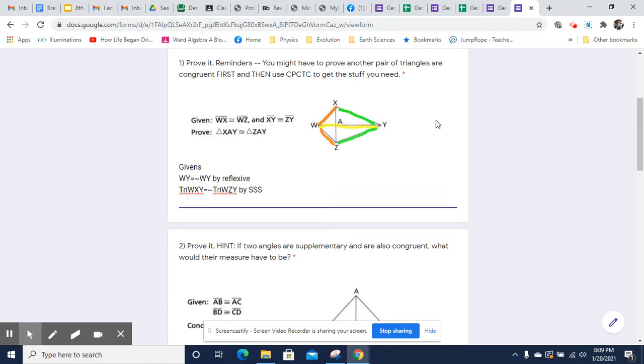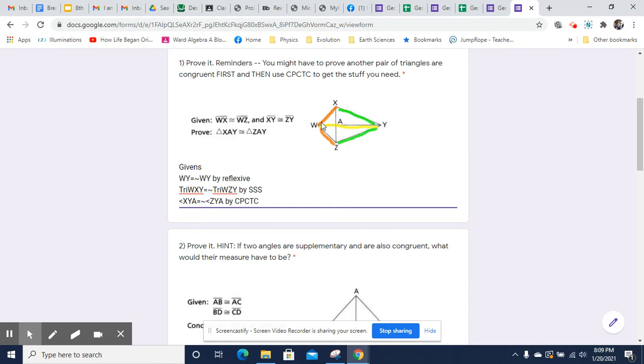Okay, now that we have side, side, side, we've proven those two triangles are congruent, we can start doing some CPCTC action. So we can state that angle XYA and ZYA are congruent by CPCTC. So angle XYA is congruent to angle ZYA. Okay? Corresponding parts of congruent triangles are congruent.